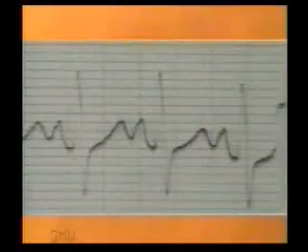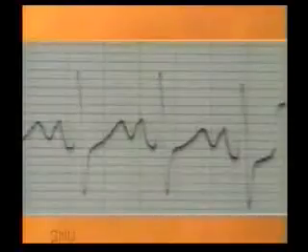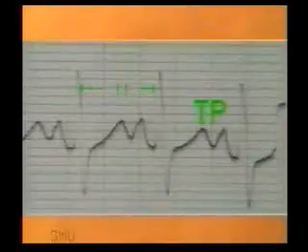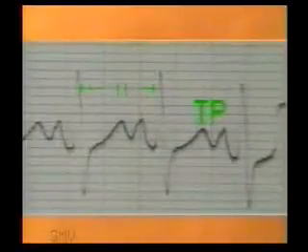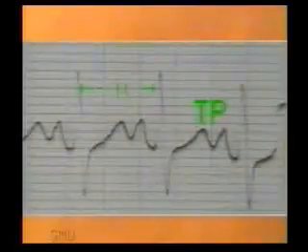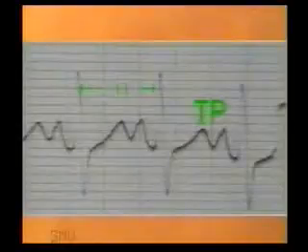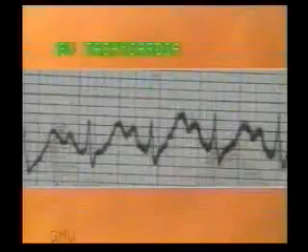Then calculate the rate. In this ECG, the RR interval is 11 millimeters. So the rate is 145 per minute. P waves are normal. So this is sinus tachycardia. If the rate is 100 to 150, it is termed as sinus tachycardia. And if it is more than 160, it is supraventricular tachycardia.